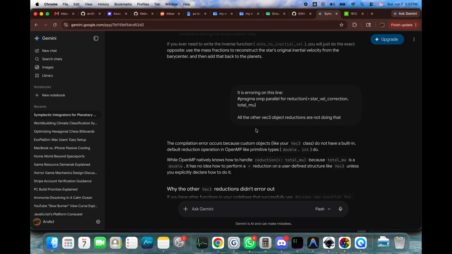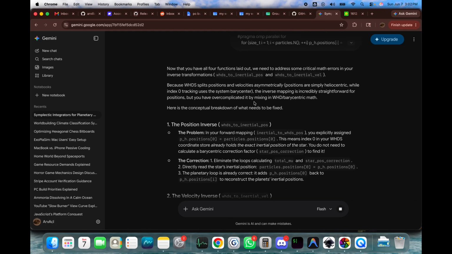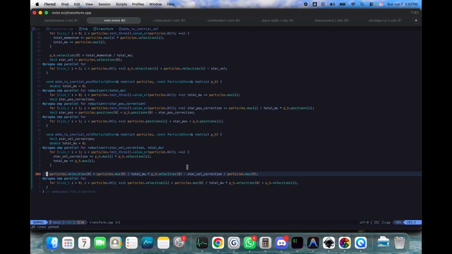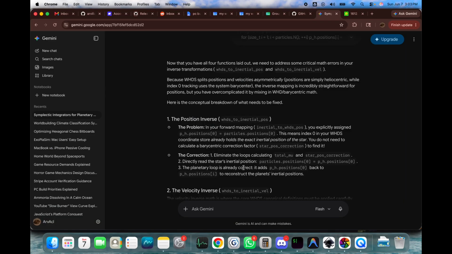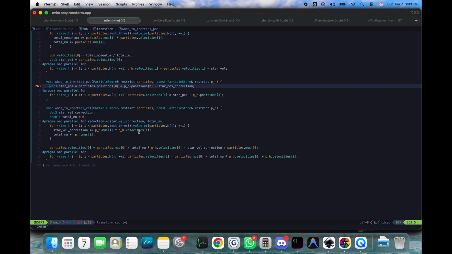And now if I go down to the bottom, inverse transformations. Okay, position inverse. I might have overcomplicated this part, so I'm just going to get rid of this, I guess. Eliminate the loops and now just directly read it. This is a relatively trivial check. Position index 0. And I don't need to copy this anymore. I could have just put ph position index 0. No, let's actually do copy this.